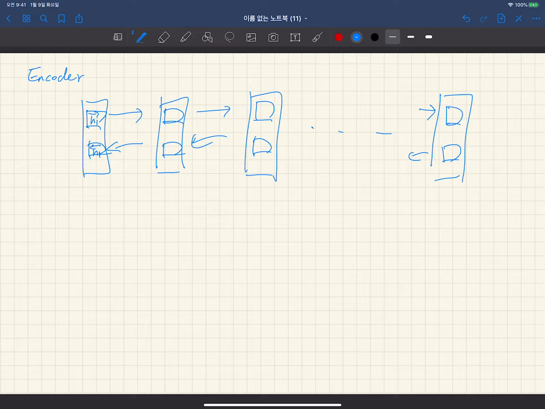And let's say H1 is the concatenated vector for both directions. H2 as well. So each position computes its own hidden vector using the bidirectional RNN.